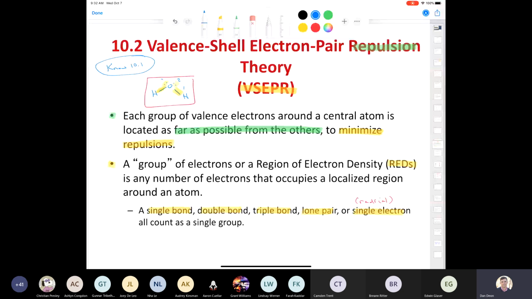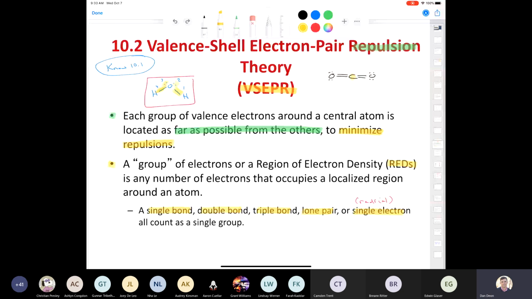Can I try another one with you? Let me try one more, since you guys nailed that one pretty quick. What if we draw the Lewis structure of CO2? So here's the Lewis structure of CO2. Now, I'm just talking about the central atom, the carbon. Can anybody tell me how many regions of electron density are there on carbon, around that atom? How many regions of electron density on carbon? Not a trick question.